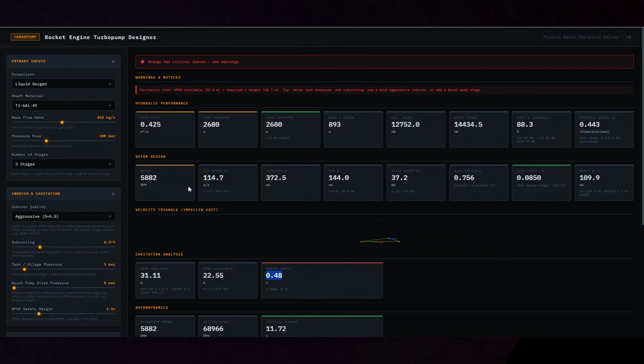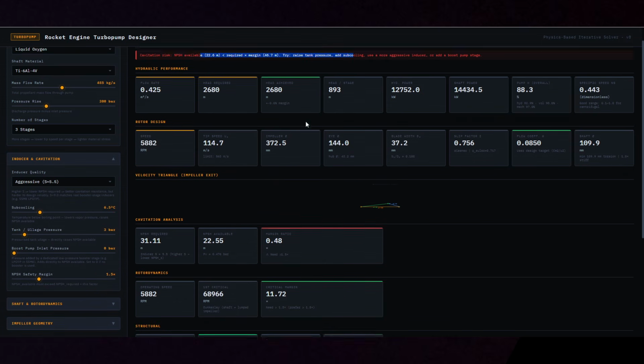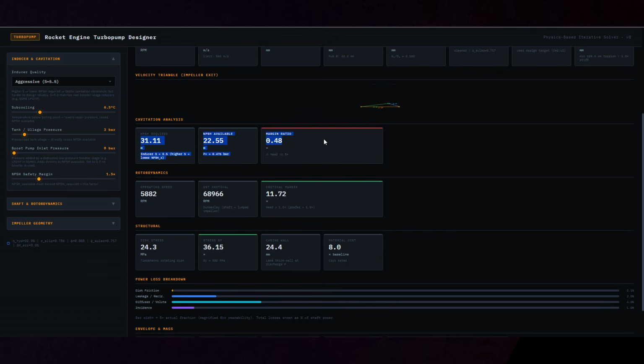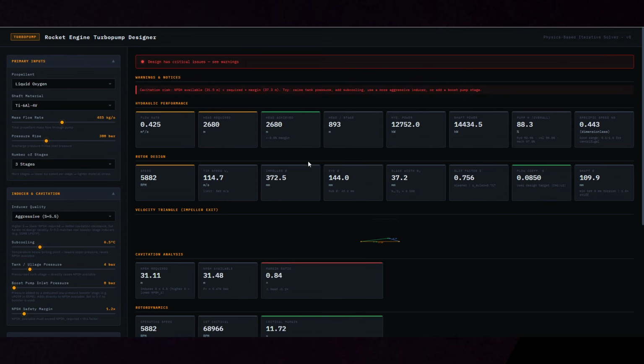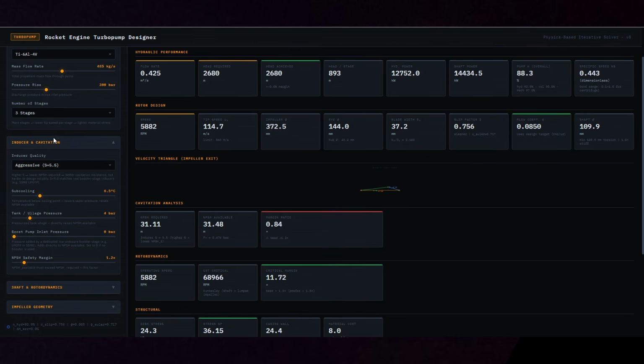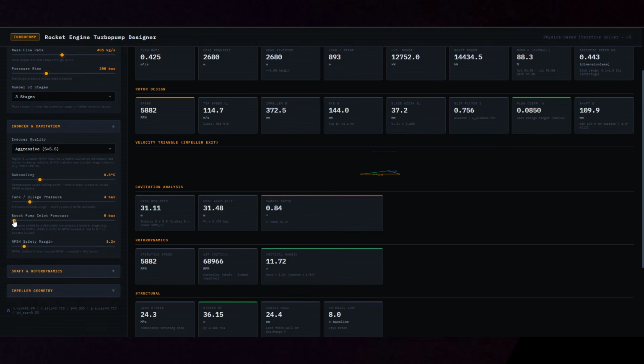This is the cavitation. So this cavitation risk information is based on this stuff down here. And we could reduce the safety margin if you want to do that. That can get things closer. Or we could just increase the tank pressure. Or if your pressure rise is sufficiently high, which in this case it's pretty high, you could also add a boost pump.